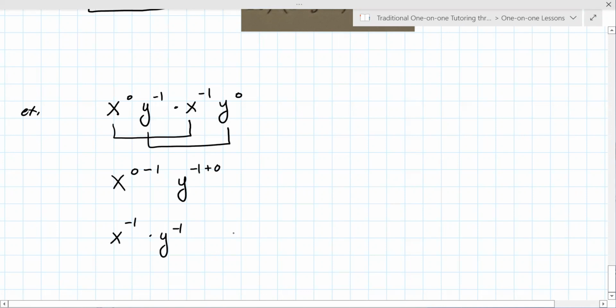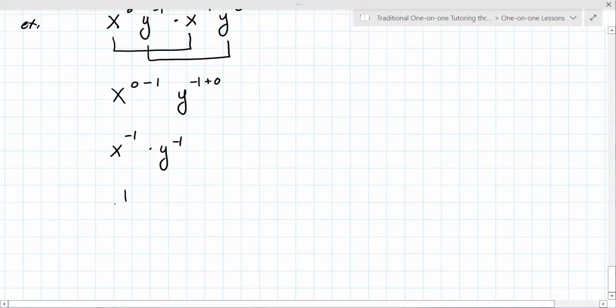Is this okay the way we've left our answer? No, we have to write it as 1 over x to the 1 times, sorry, 1 over y to the 1. And you could just combine it into something like this.